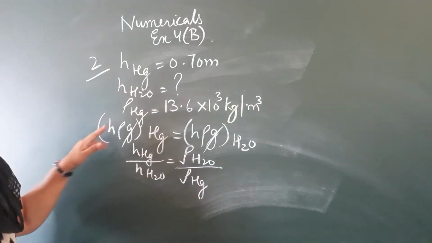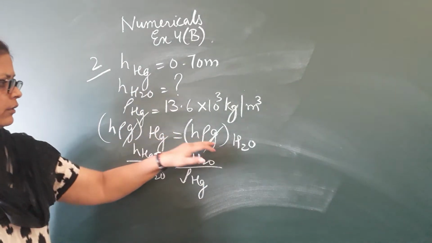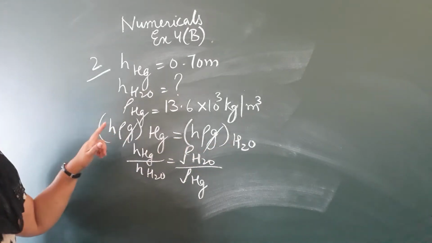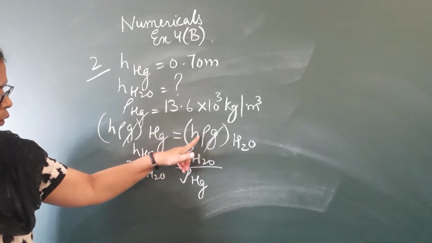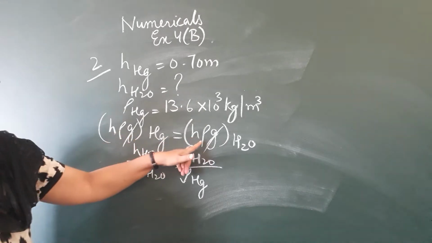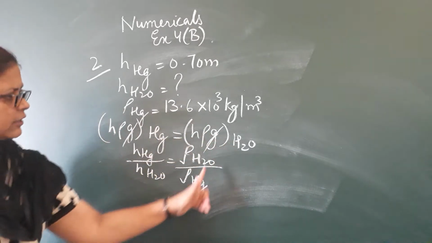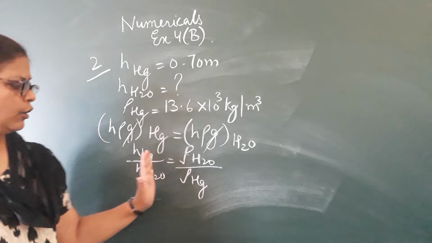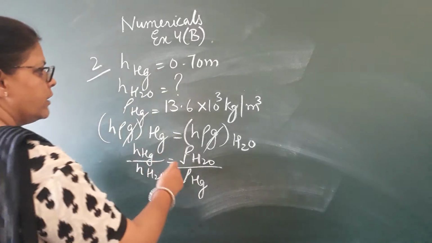Once again have a look children. I compare mercury with water. g is common. I cancel it out. I get height of mercury upon the height of water is equal to density of water upon the density of mercury. Clear children? Now I am going to substitute the values. What is the height of mercury?